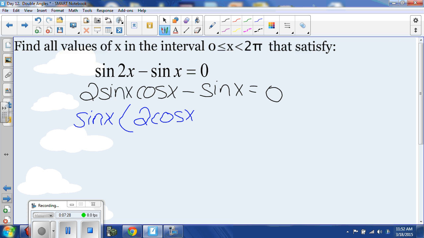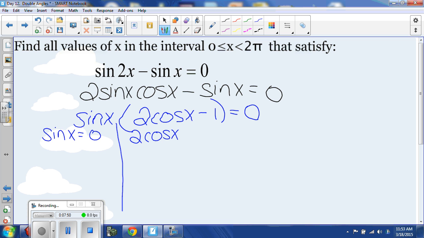Good. Don't forget that minus 1. If it was a binomial and we pulled something out, it still stays a binomial. What do you remember doing next? Set both sides equal to 0. Perfect. Take your factors. Set them equal to 0. Sine x equals 0. Cosine x.